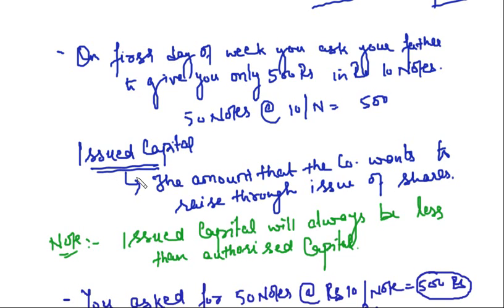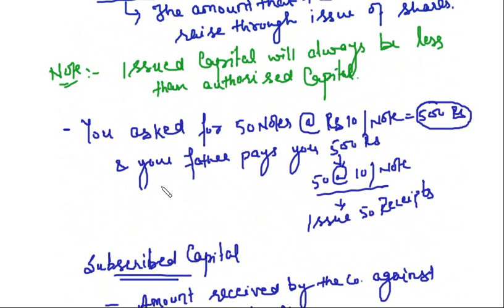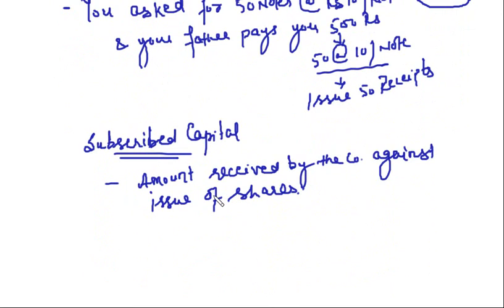Now, what happened? Your father pays you 50 notes of rupees 10 each, 500 rupees. And you issue 50 receipts to your father. That is the subscribed capital. That is the amount received by the company against issue of shares. Clear?